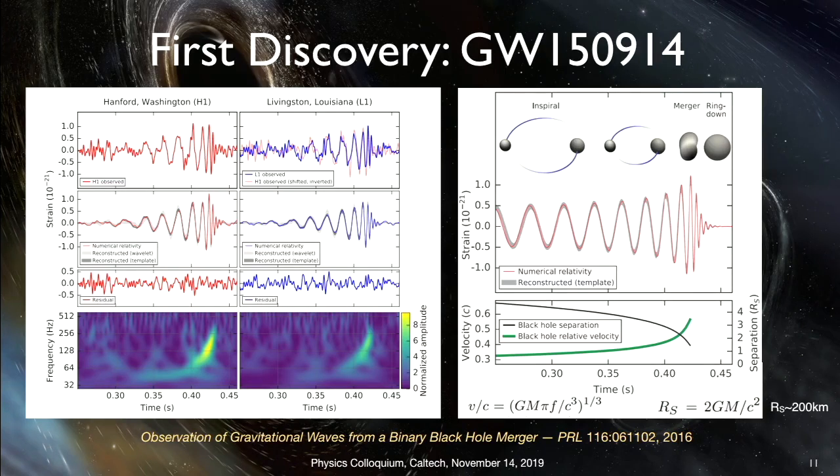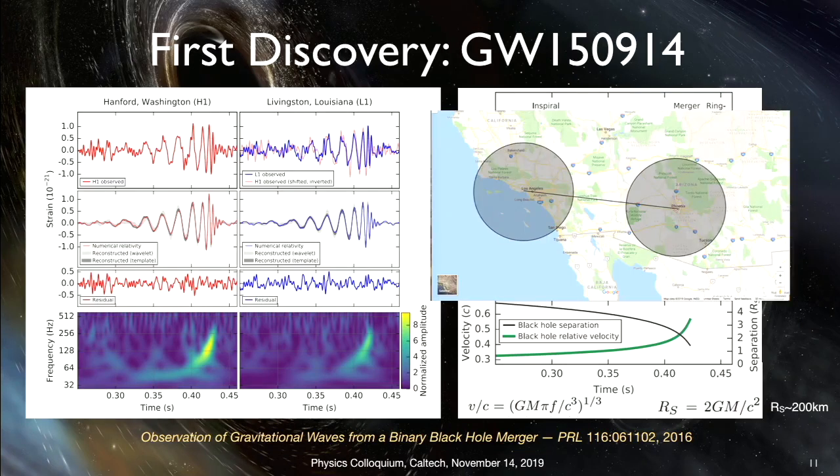What you see over here is what general relativity would tell us about this signal. This is a typical inspiral, merger, and ring-down of a merger of two black holes. And down here, we see that from GR, we can predict, as the two objects get closer and merge, what the distance between the two black holes was and what the relative velocity was. According to general relativity, these two black holes had a Schwarzschild radius of about 200 kilometers, and they merged when they were at about 3 Schwarzschild radii distance from each other.